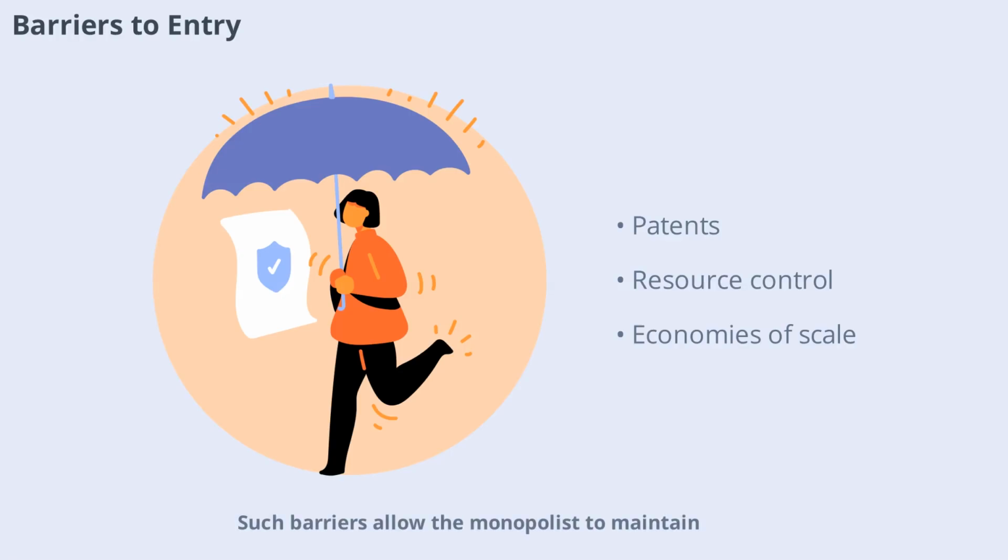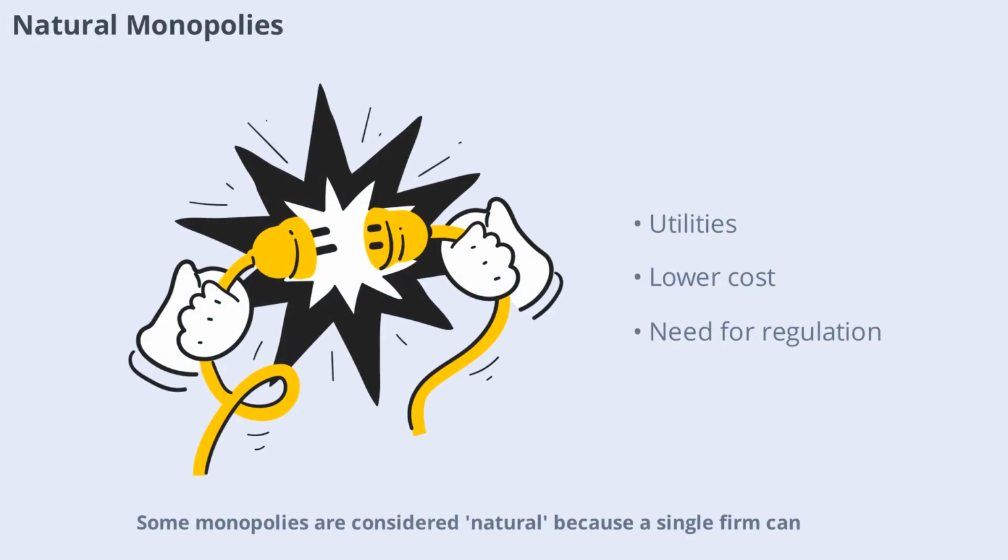Such barriers allow the monopolist to maintain its market power and continue charging higher prices. Some monopolies are considered natural because a single firm can supply the entire market at a lower cost than multiple firms. Examples include utilities like water and electricity. In these cases, competition may not be practical, but regulation is often necessary to prevent excessive pricing and protect consumers.